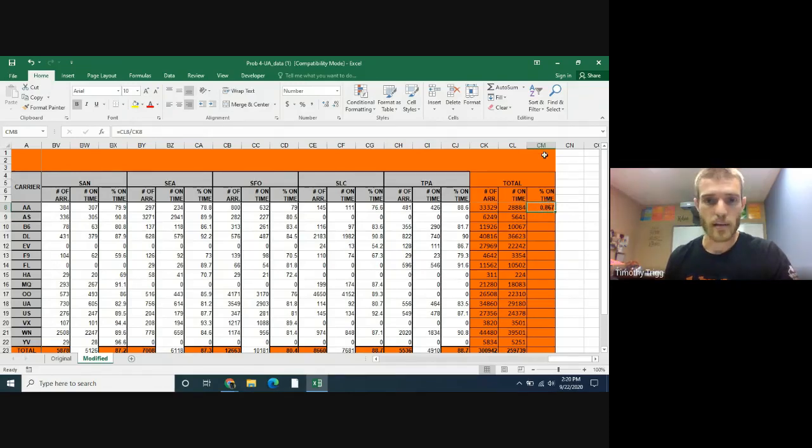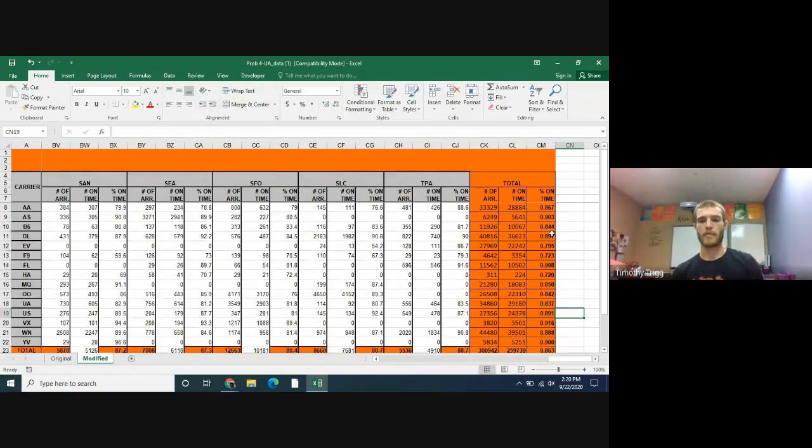Let's go back to that cell, CM8, and you could see if I put it in the bottom right corner, it turns into that black plus sign. Go ahead and scroll that down. And just like that, we have the percentage of flights that arrive on time for all American Airlines. So for all American Airlines, we now know the percentage that an American Airlines flight will arrive on time. And also for all the other flights. It's very nice. Very nice.